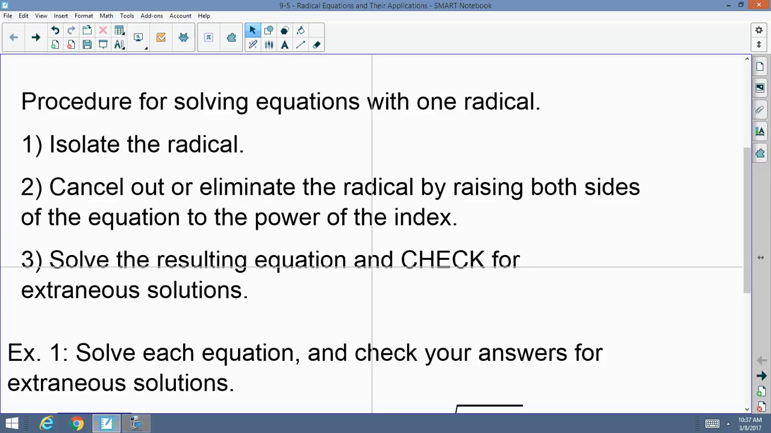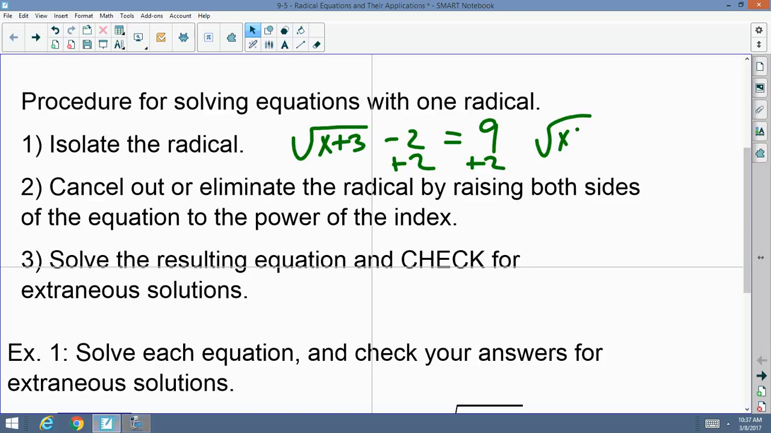This is where vocabulary is very important. If I have, for example, square root of x plus 3 minus 2 equals 9, I want to add 2 to both sides so that my radical is by itself. Again, many people will tell me, Mr. Morrow, they're adding something to the x. Yeah, I don't care about that. But the radical's by itself at that point.